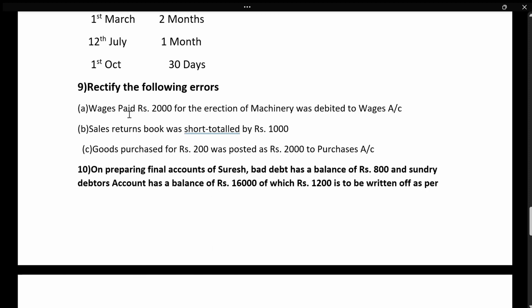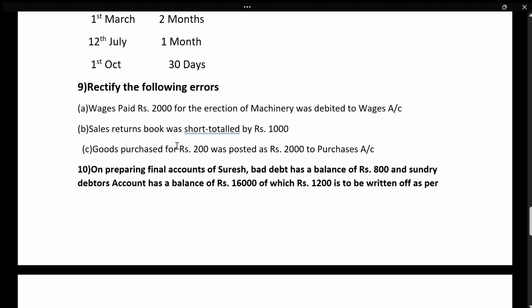And next, this is also another 3 marks question, rectification. And here also you have to pass the journal entry. Wages paid for the erection was wrongly debited to wages account. You have to debit to machinery. So machinery account debit to wages account.